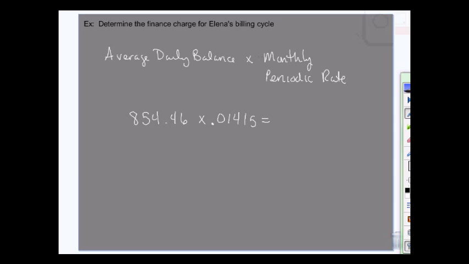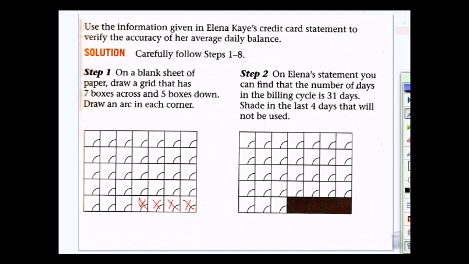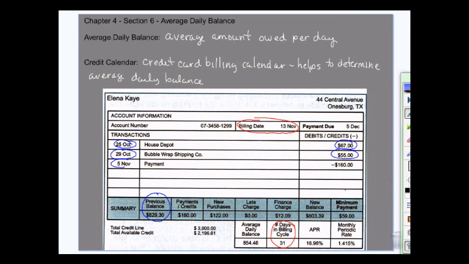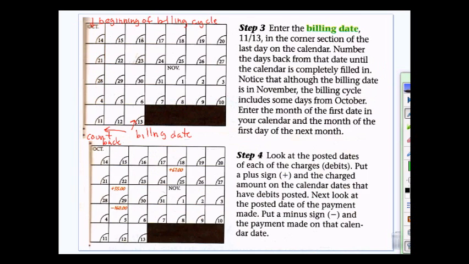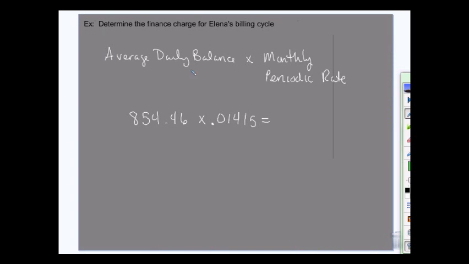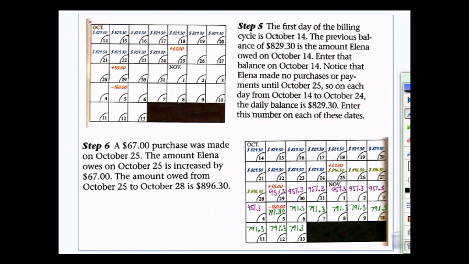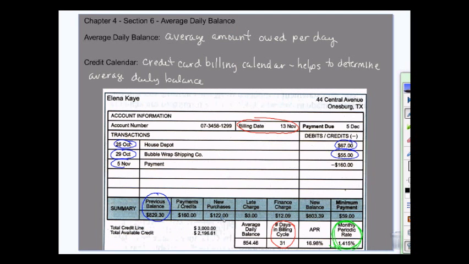Okay, so we found the average daily balance. Her monthly periodic rate can be found right here. But we have to convert it to a decimal first, so we move 2 places to the left. And when you multiply that out, you get her finance charge should be $12.09. So we go back and we check: finance charge $12.09. It matches. We're good.